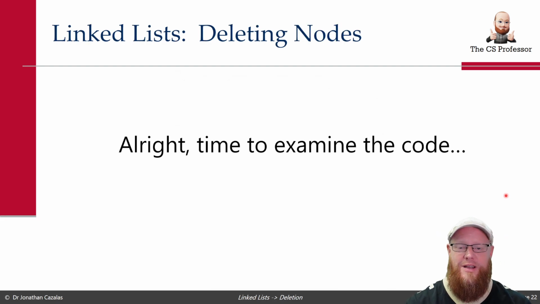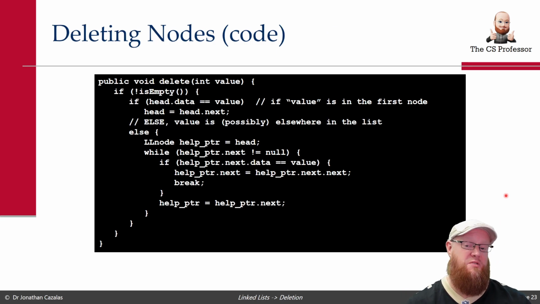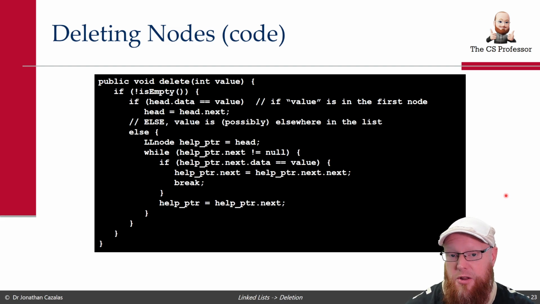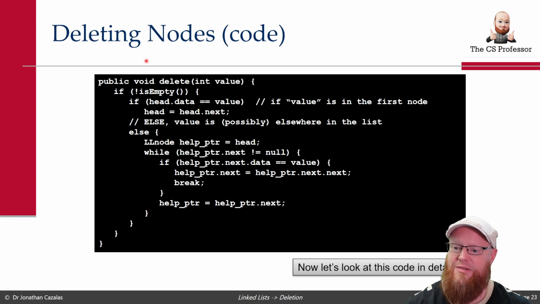Let's examine the code. That's why we had that little interlude there, because now we're just going to jump right into the code, and here it is. You can pause the video and see if you can make sense of that on your own, but we're going to go over this in detail. We have a delete method. We're trying to delete a particular value from our linked list, which means we need to first and foremost make sure that we have a list.